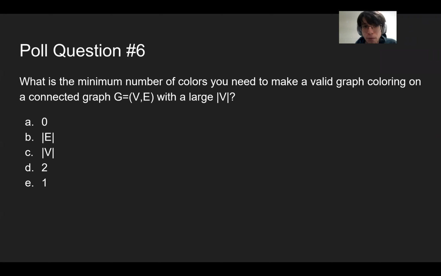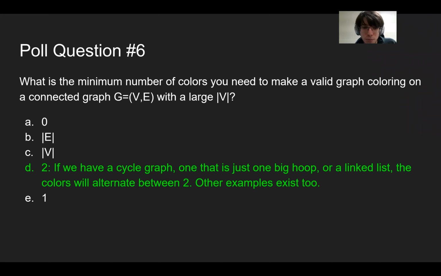So what about the lower bound? What's the minimum number of colors you need to make a valid graph coloring on a connected graph with a large V? So maybe think about this, and the answer for this is actually 2. So maybe it's just a linked list, right? A linked list is a valid graph.